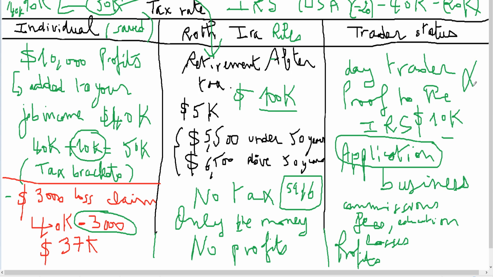Now, even if you lose a lot of money, this will be the best. If you lost a lot of money, this is the best. Either you make money or you lose money, the trader status is the best, because you will claim all losses, you will claim all expenses like commission, fees, education, a lot of stuff. You can claim them, and it means your tax will be very, very reduced, and you will be happy with that. Okay?